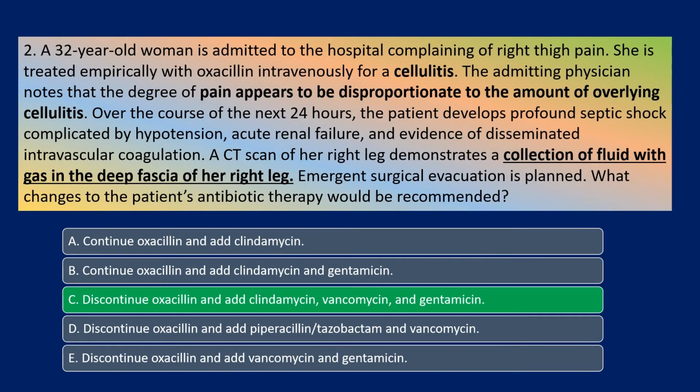So the correct option in this patient is to discontinue oxacillin because it will not cover MRSA, and change to vanco. And for the anaerobic cover, give clinda, and for gram negative, give gentamicin. Now we'll move on to question number 3.